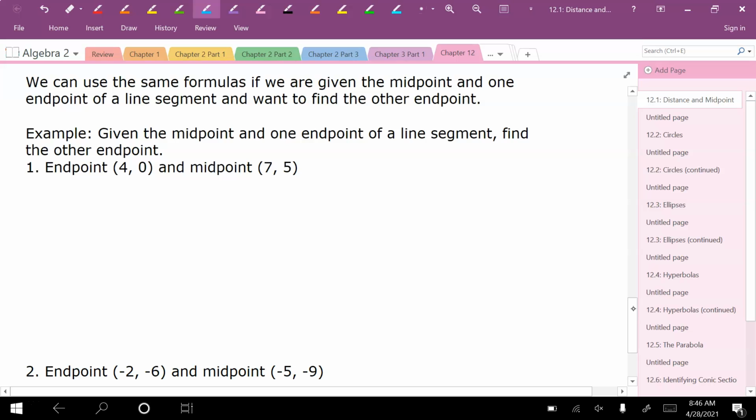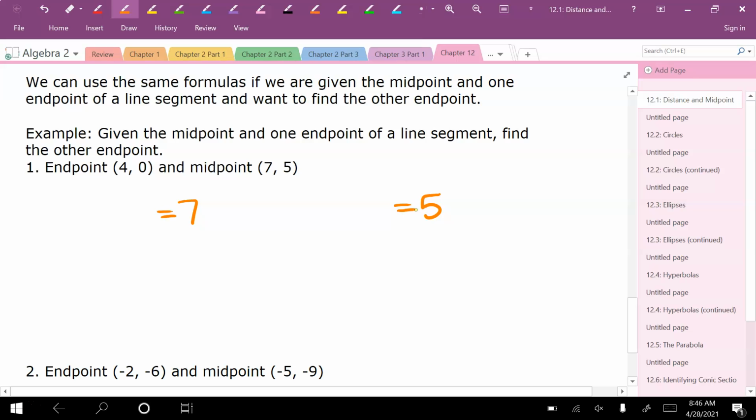To do this, I'm still going to, like I said, use that midpoint formula. So remember, the midpoint was when I added my x coordinates and divided by 2. Now in this case, I only have one of the x, y values. So what I do is I start by taking the midpoint points, so like the 7 and the 5. And I'm going to set something up that equals those two numbers.